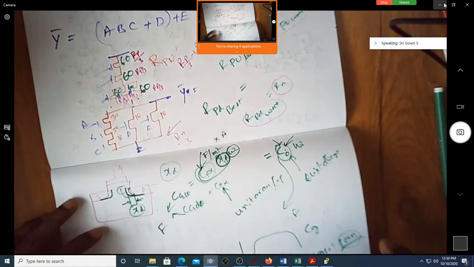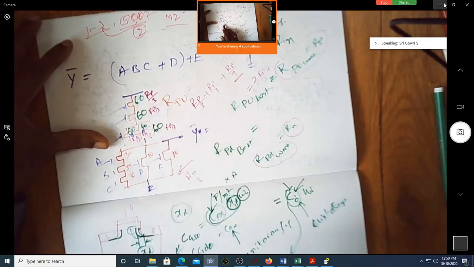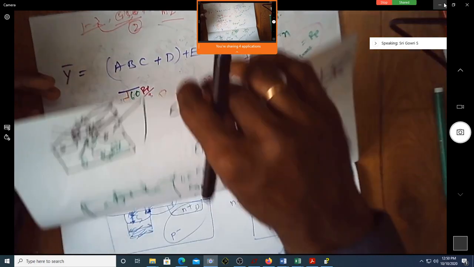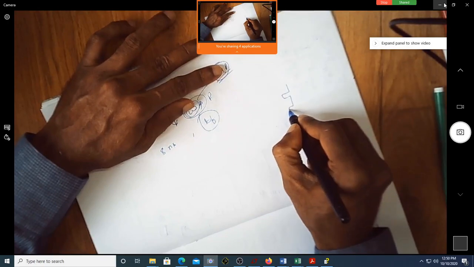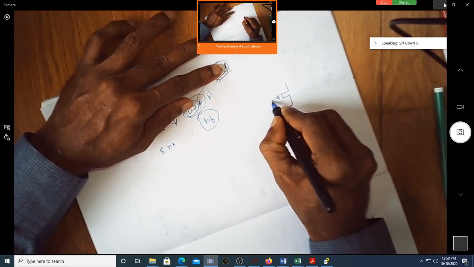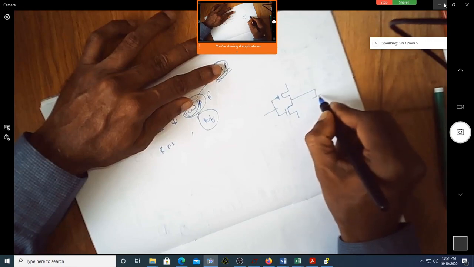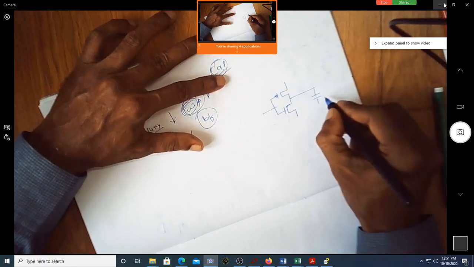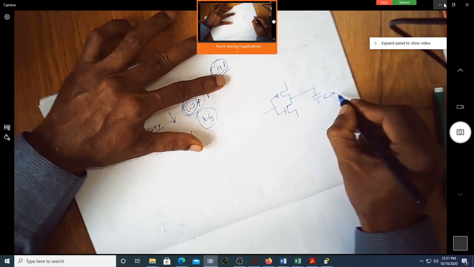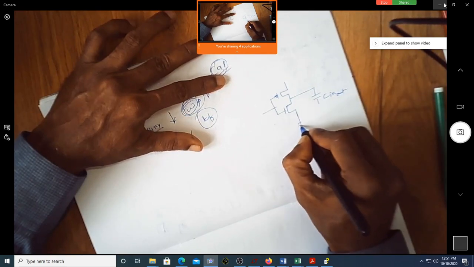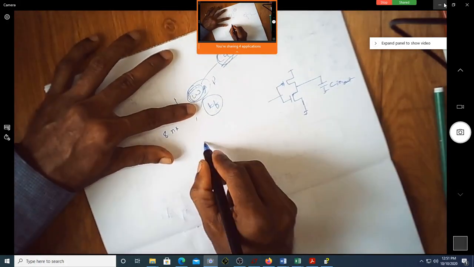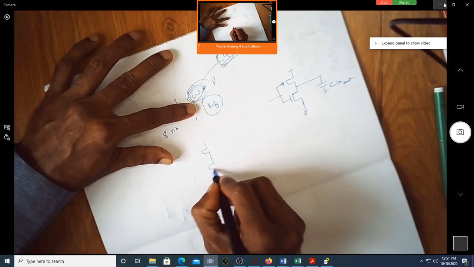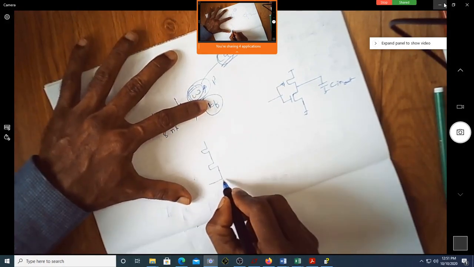Now here we actually wrote these dimensions. So I can also find out what is the capacitance. If I write for this inverter, suppose this is C inverter out, and if you have a 2 input NAND gate, this is not NAND, this is NOR.